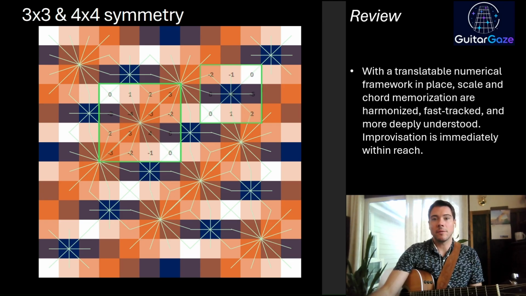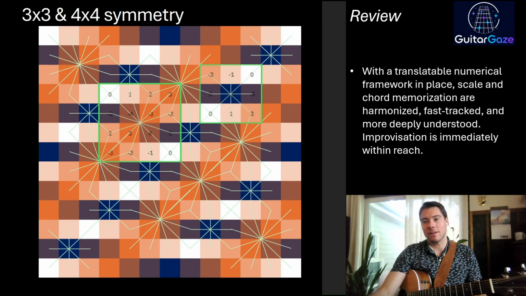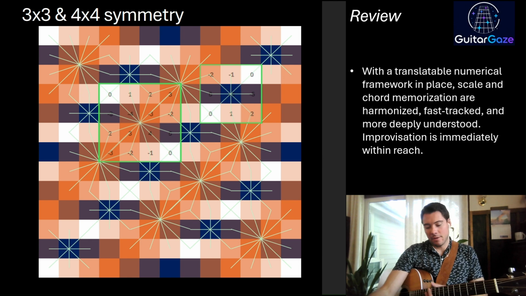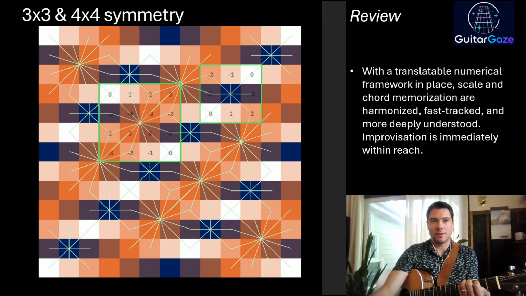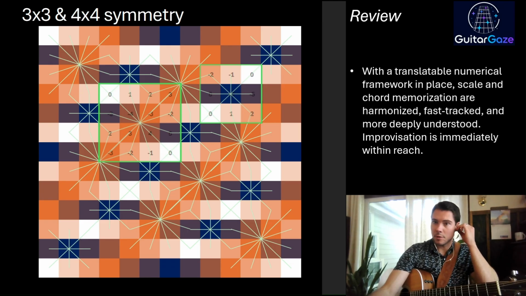translatable numerical framework that can be used to fast-track guitar learning by an order of magnitude, or one might even say a factor of 12, because then instead of having to learn everything up all 12 frets to memorize an entire scale, you can just memorize a much smaller pattern of notes and just relocate that same pattern over and over again, and you've got the scale memorized.